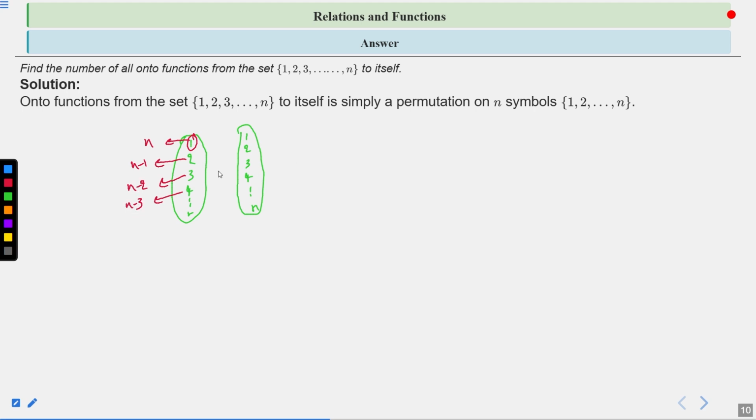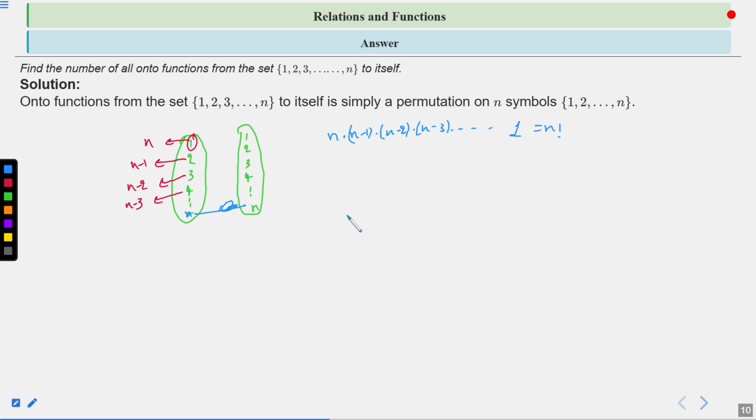So how many total options will there be? n options into n minus 1 options, into n minus 2 options, into n minus 3 options, till 1. For the last element, there will be only one option. So 1 into 2 into 3 till n is equal to n factorial, right?